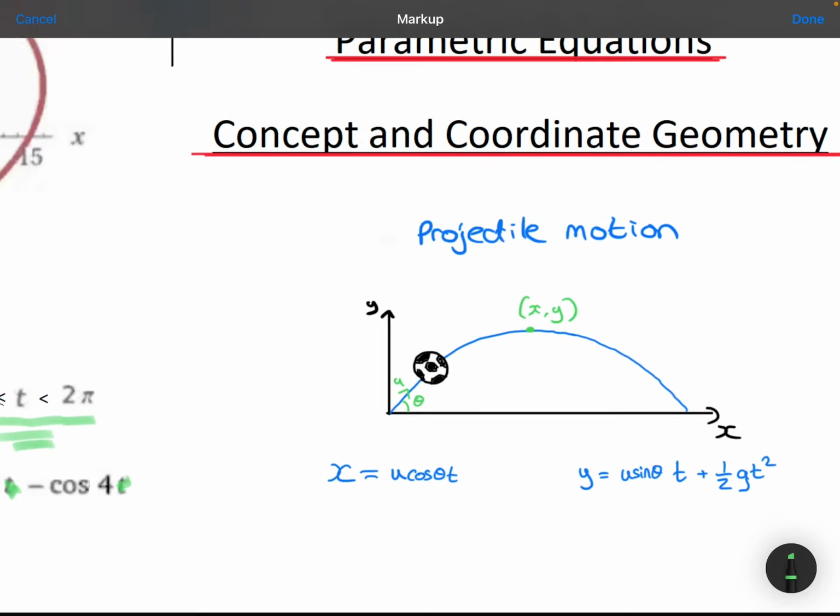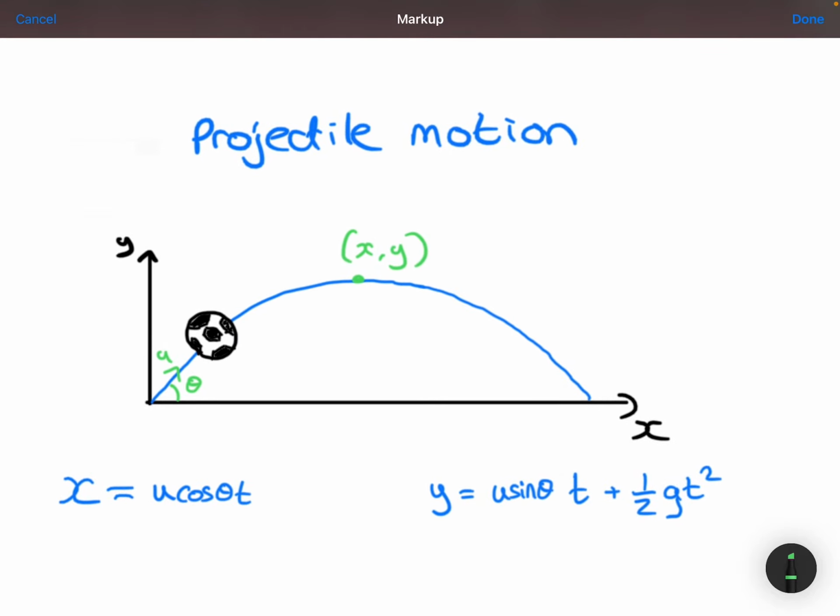A concrete example of something you're going to do a lot in your mechanics is projectile motion, where the x coordinate and the y coordinate are both dependent on a separate variable, the time that has passed whilst that projectile has been in the air. So in that situation, it is useful to use parametric equations rather than Cartesian equations.